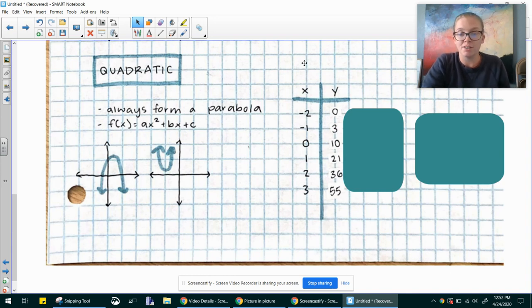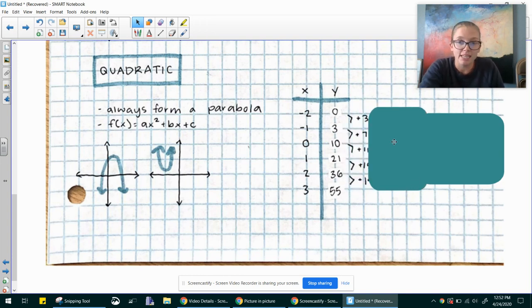And the way that quadratic functions work in a table is going to be a little bit different. Here, we can't add the same thing every single time, and we also can't multiply the same thing every single time. We're definitely not adding 3 every single time to move up this y column. But if we look at the addition, 0 plus 3 is 3, 3 plus 7 is 10, 10 plus 11 is 21, 21 plus 15 is 36.